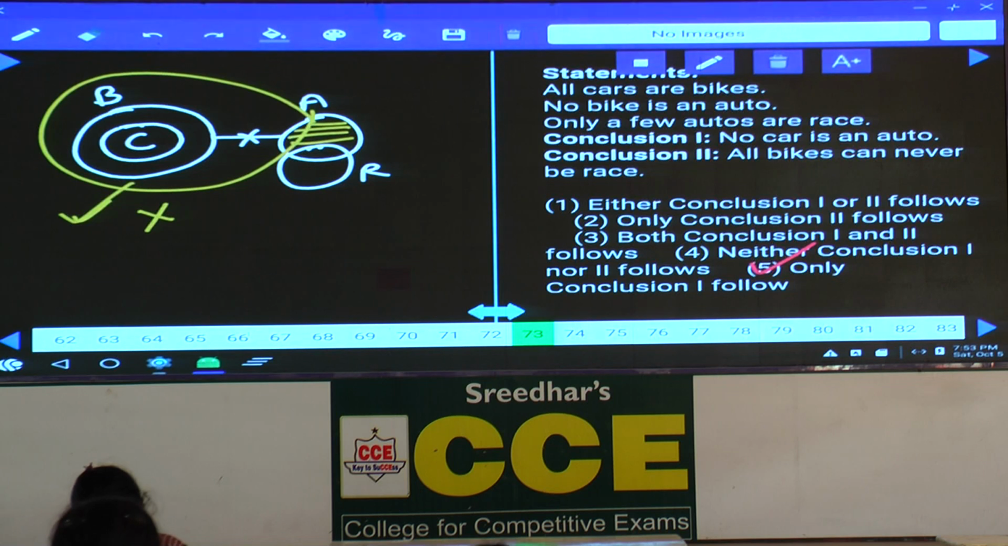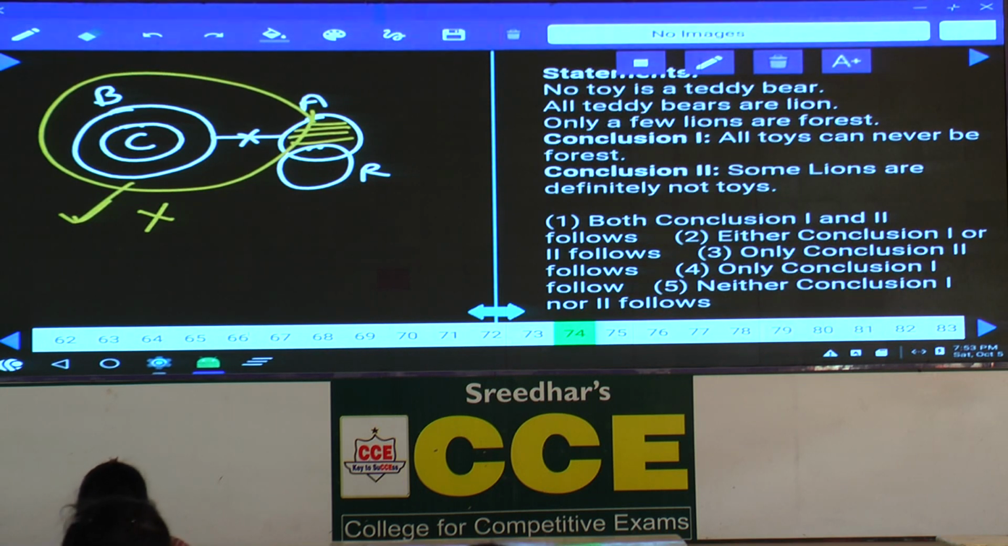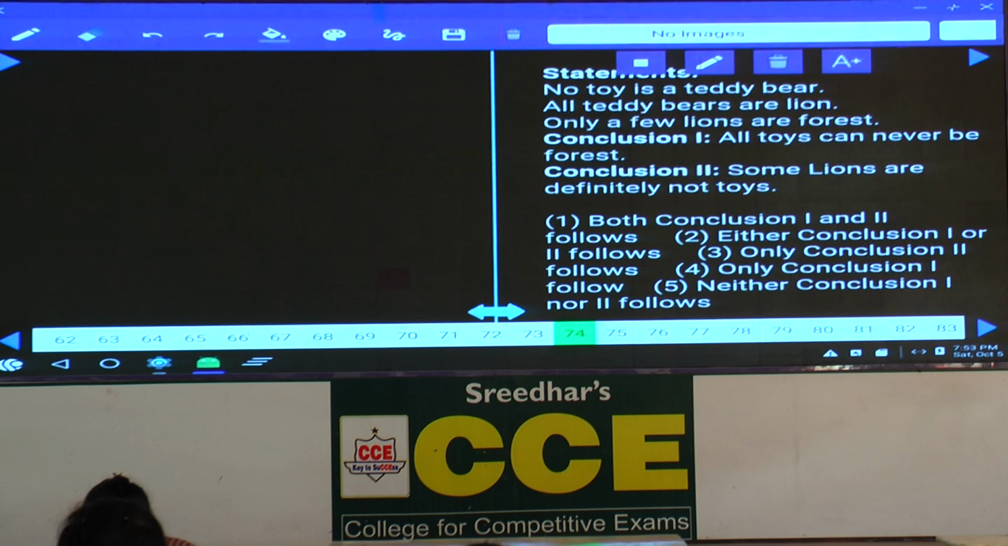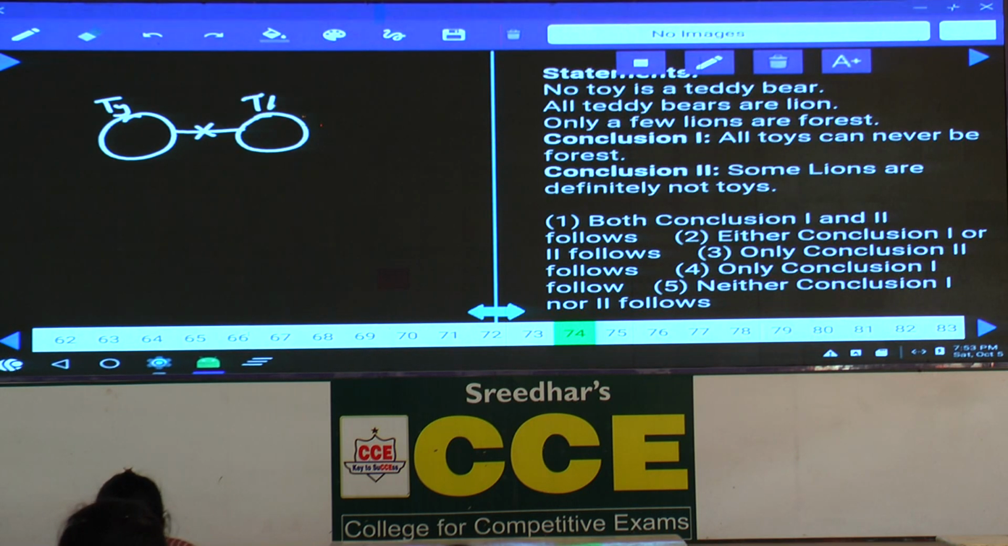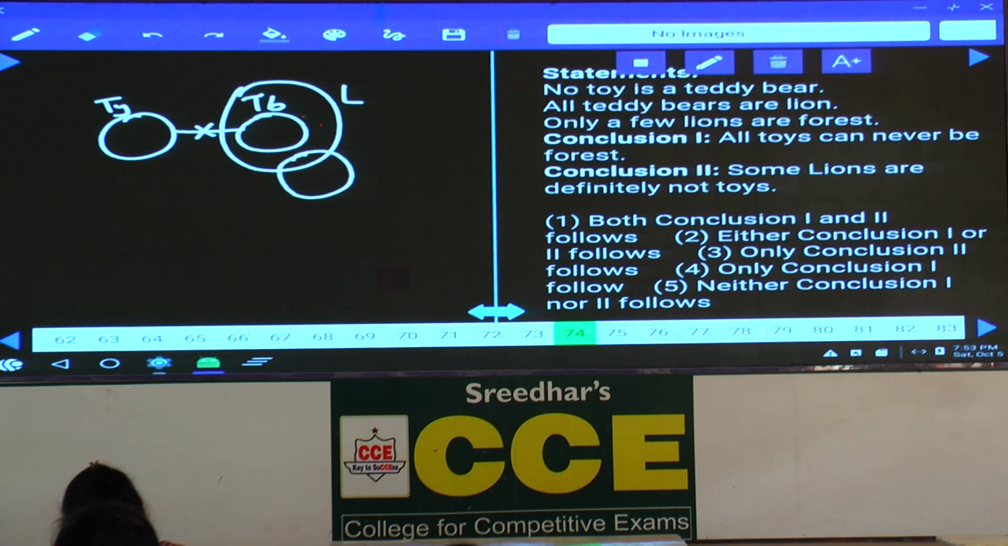And next one, question number 74. Then question number 74 is, tell me what is information we have. No toy is teddy bear, which means this is toy and this is teddy bear. Then what is the next information we have? All teddy bears are lions. Only few lions are forest. Only some lions are forest means all lions cannot be forest. Isn't it? That means some lions are not forest must also be true.